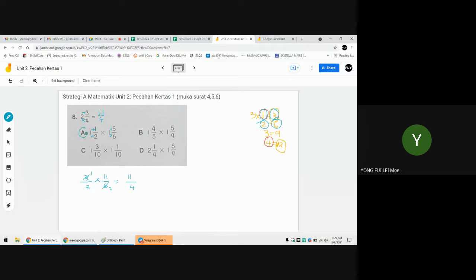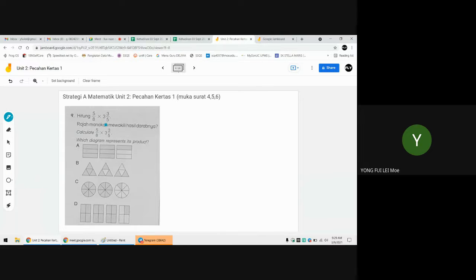Why not just circle the answer? Do you want to do B, C, and D? I don't think so. But if you have the time, you can. If you don't have the time, once you see the right answer, just circle it and move on to the next question because it's already 9:30.